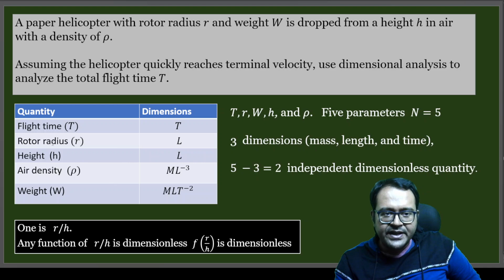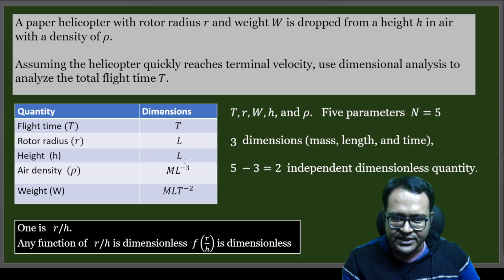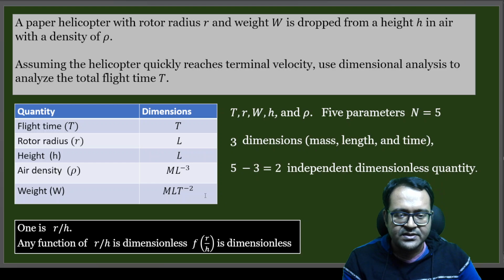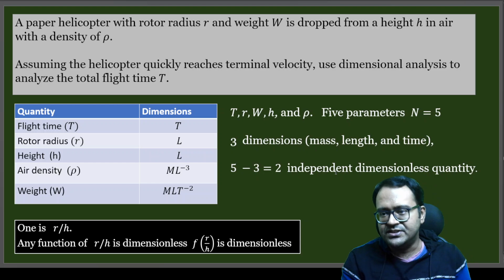That height has dimension L, the radius of the helicopter has dimension L, the flight time has dimension T, the air density, any density, has dimension M L to the power minus 3, and the weight of the helicopter is just force, so it's M L T to the power minus 2. So we have 5 parameters and we have 3 independent dimensions, M, L and T. So we must have 2 independent dimensionless quantities here.